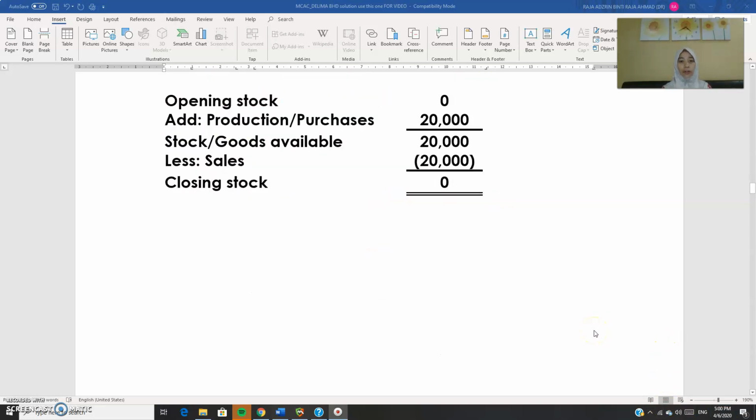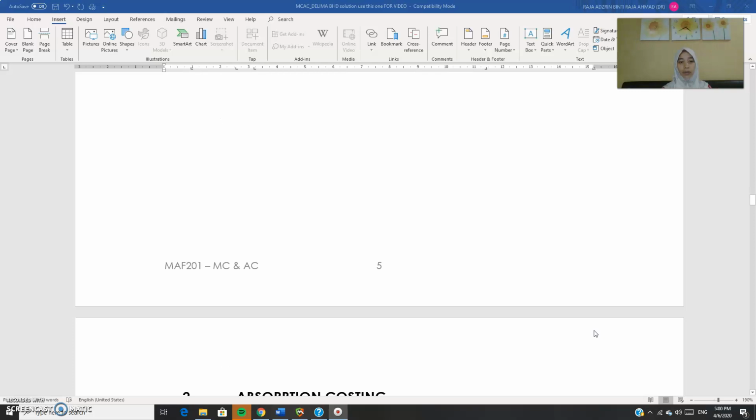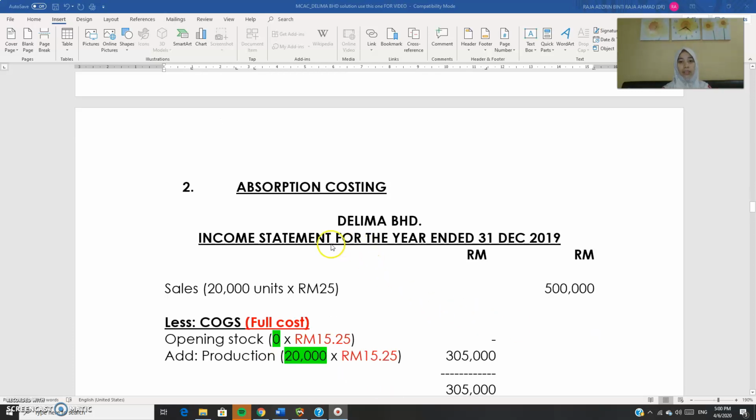Now we go for the absorption costing approach. So under the absorption costing approach, still you prepare the income statement. You start with the sales figure. There is no difference for the sales figure if you are using AC or MC. Still 20,000 units times with your 25 ringgit per unit gives you 500,000 ringgit. So the difference lies in the cost of goods sold.